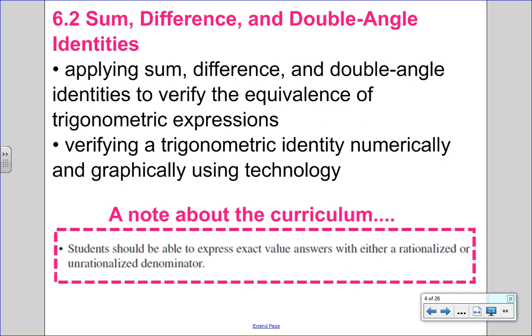Okay, in this lesson we are going to look at sum, difference, and double angle identities. So a whole bunch more formulas that we're going to deal with. Now, some of the questions that we do are going to end up with a radical denominator. So in the curriculum it says students should be able to express exact values as answers with either a rationalized denominator or an unrationalized denominator. So in this lesson, I will do both. I will do unrationalized and rationalized, so you are familiar with doing both. It's just what we did in 20-1.